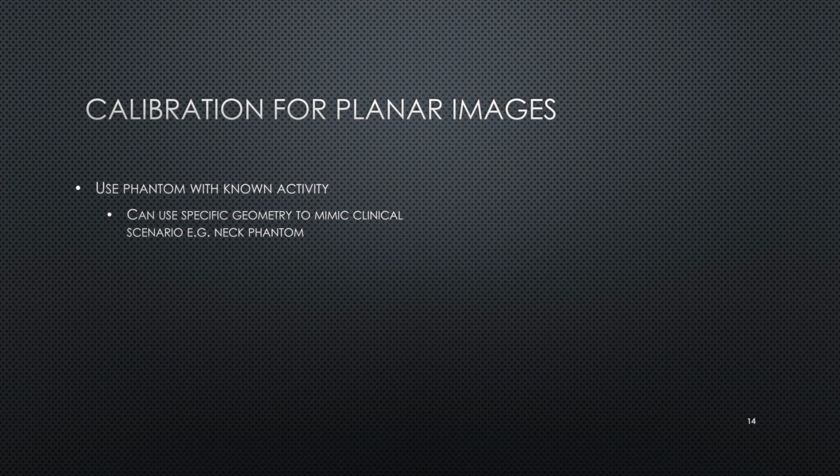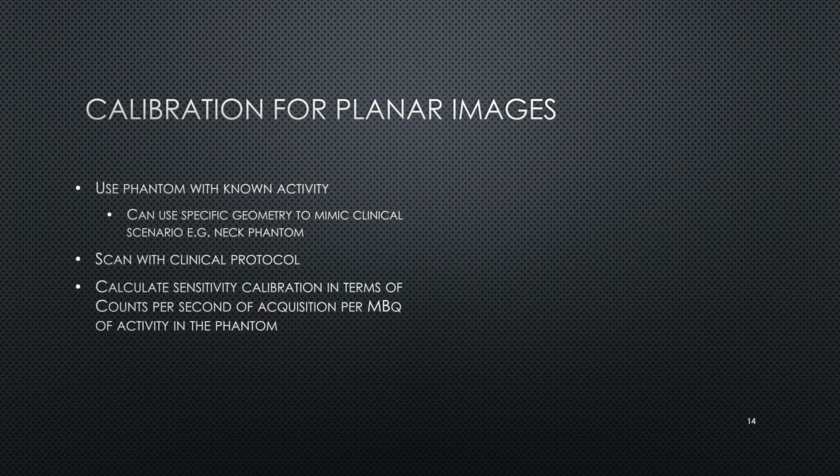To calibrate for planar imaging, we fill a phantom with known activity, and we may choose this phantom to be clinically relevant, such as a neck phantom if we were performing quantification in thyroid imaging. We then scan this phantom with a protocol similar to what we would use clinically. And from this, we can derive a sensitivity calibration in terms of counts per second per megabecquerel of activity. This is then applied retrospectively to regions of interest counts for areas that we're interested in.